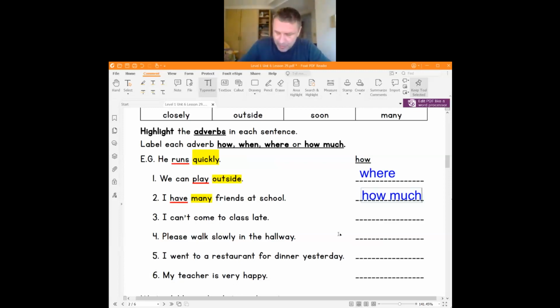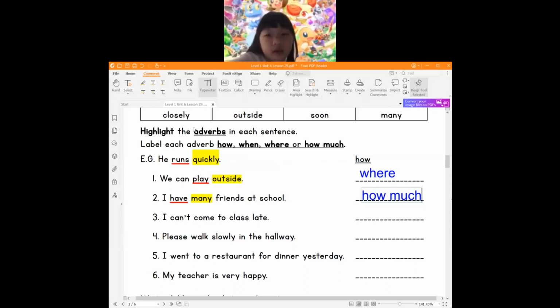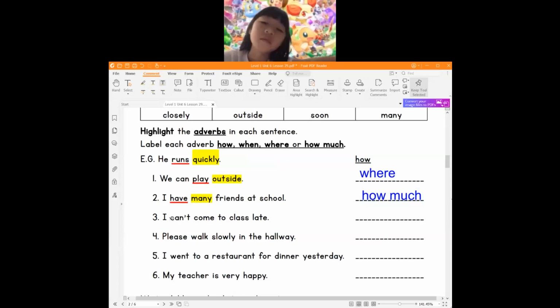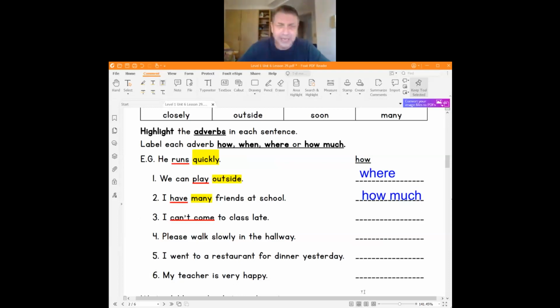My next reader is Olivia. Olivia, please read number 3. I can't come to class late. Good girl. This one has 2 verbs. 2 words are verbs here. Which ones? Come and can't. Can't come. Both of these are verbs. Please underline can't come.